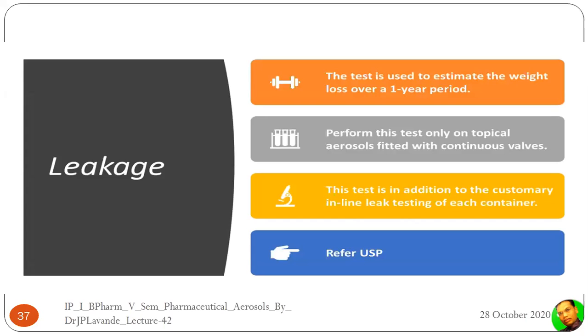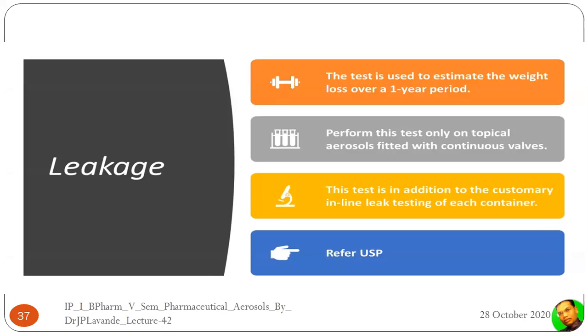The last test, that is the leakage test, is to be performed at last. No doubt this is going to be carried out during the process of manufacturing itself, but this test is used in order to estimate the weight loss over a period of 1 year. So for a period of 1 year, during its shelf life, there should not be any kind of leaking, and if leaking is there, that means the product will be lost.